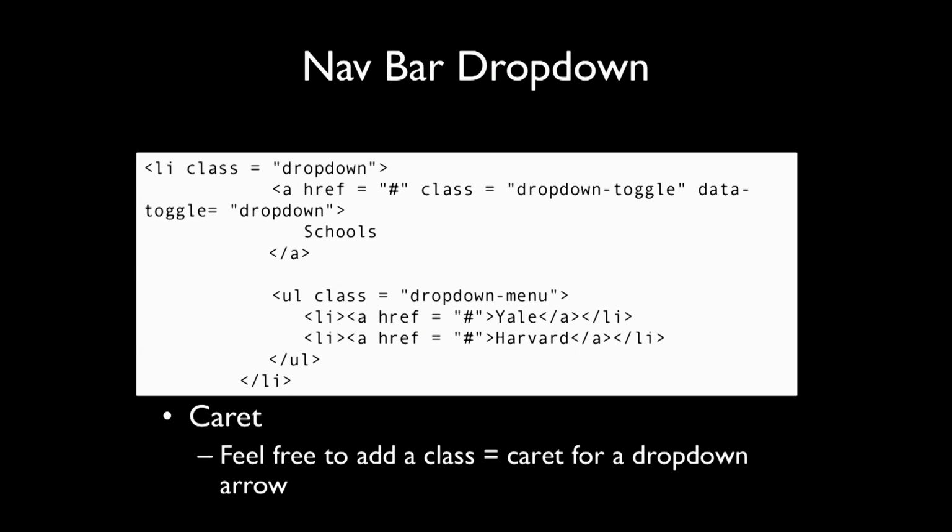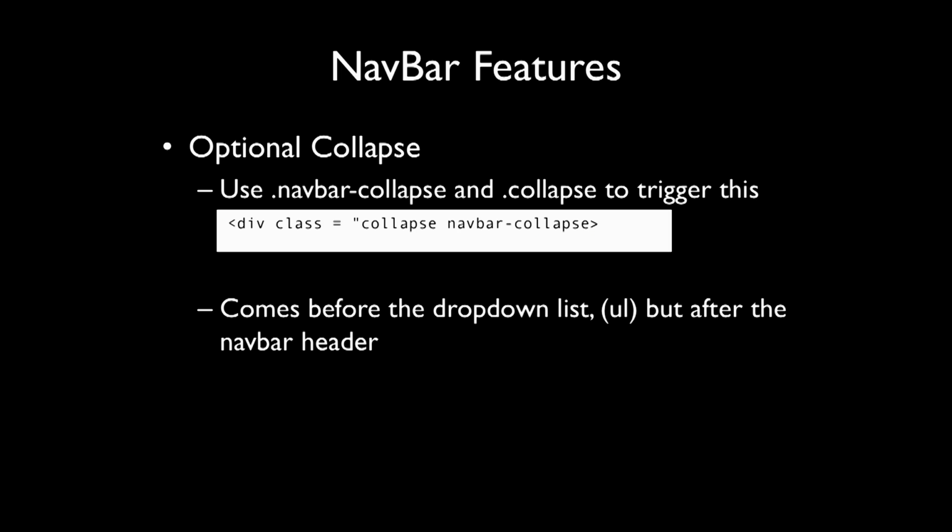One fun thing you can do is include a caret, which is just an item. You'll say class equals caret for a drop-down arrow. So if you want to have the little triangle that says, click down to see that it's a drop-down, you would include that on the href for the schools, or your top link. So basically it knows to include the little symbol there, which is kind of fun.